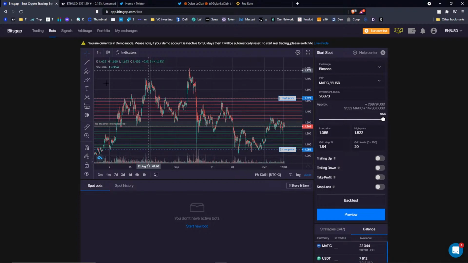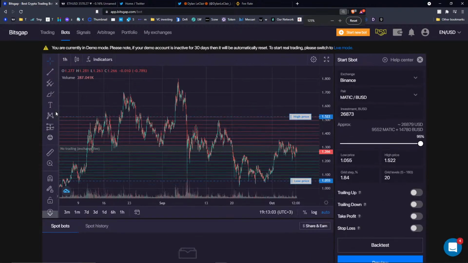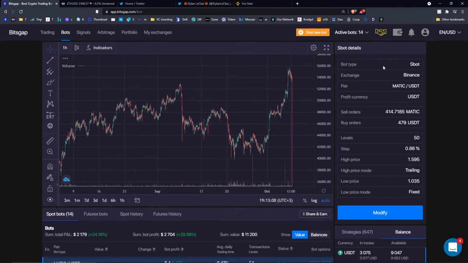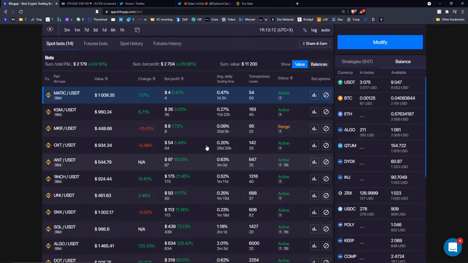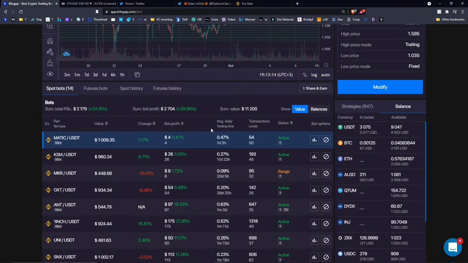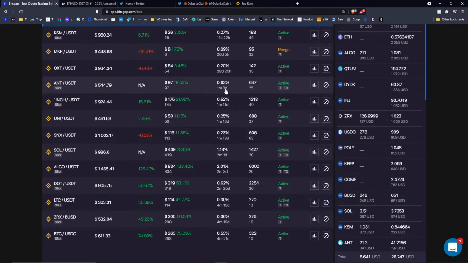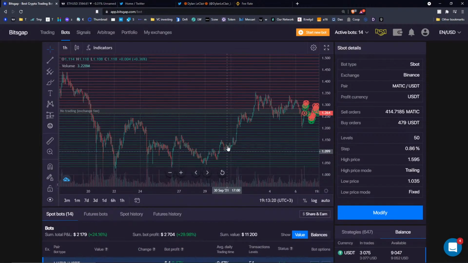Please zoom in your browser window. Okay, here we go. The reason why I usually zoom it out is just because I have 14 active strategies and I want to see all of them, and that's why I usually zoom out the chart.